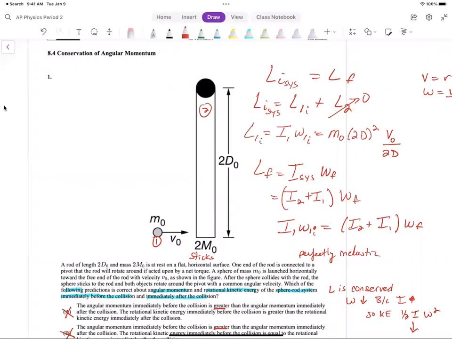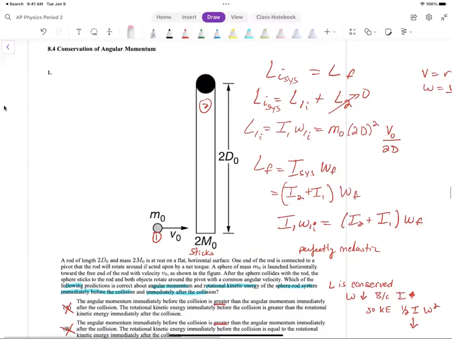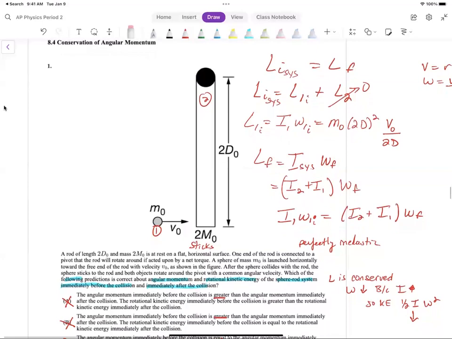You've got a rod here that has a pivot point around this axis of rotation, and the rod is at rest on a flat horizontal surface, but we have no friction with that, I'm assuming. And they have a sphere, piece of clay or something, that's going to travel in a linear direction and hit the end of the rod. Does it stick, is what I'm trying to say. Yes, it sticks to the rod.